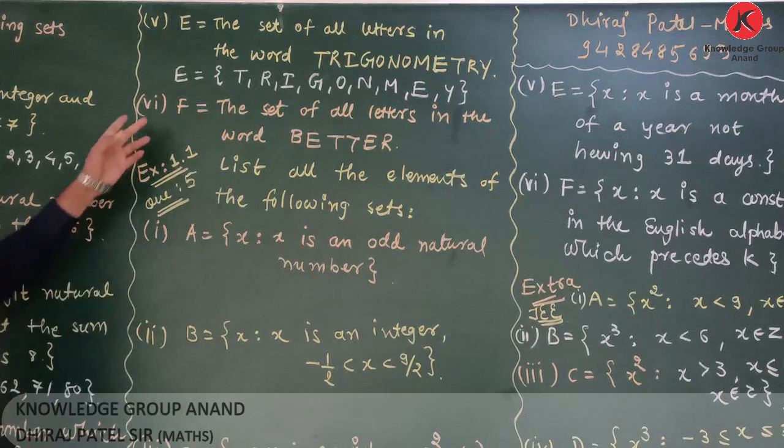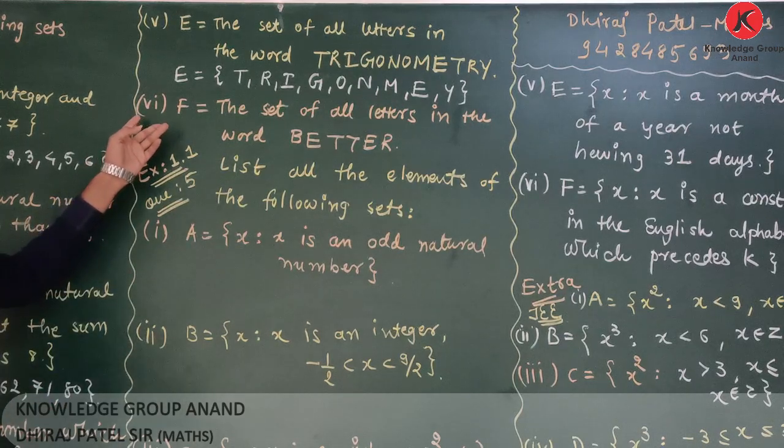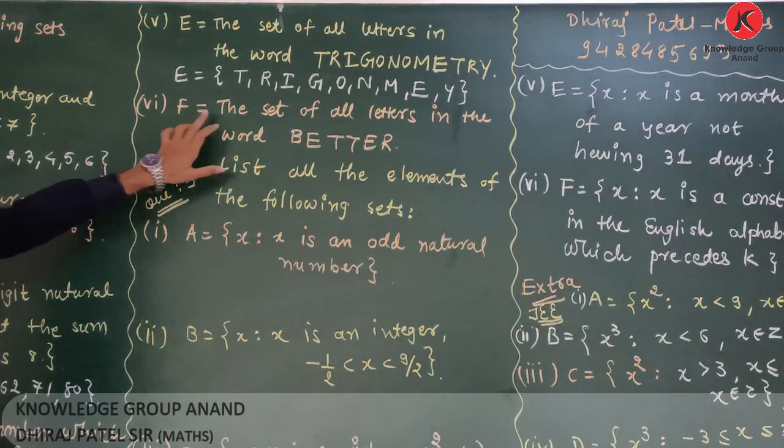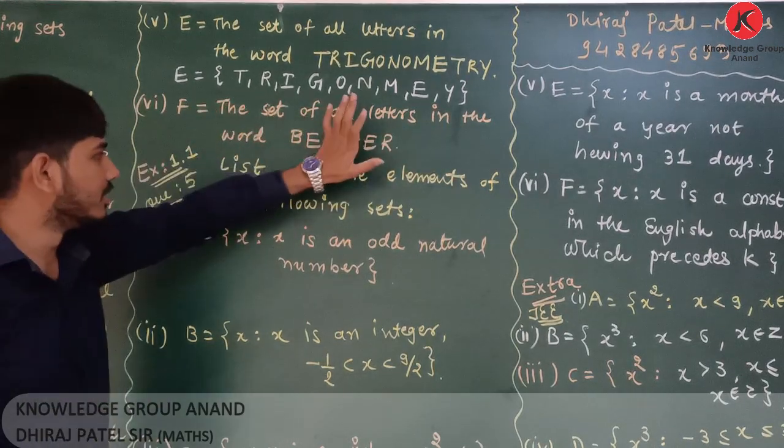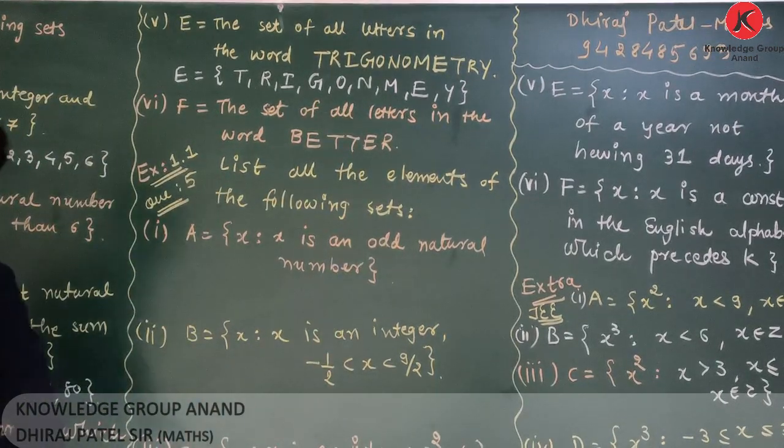Now, the sixth question you have to do in self-practice. F is equal to the set of all letters in the word better. Okay, you can do it. It is a very simple question.